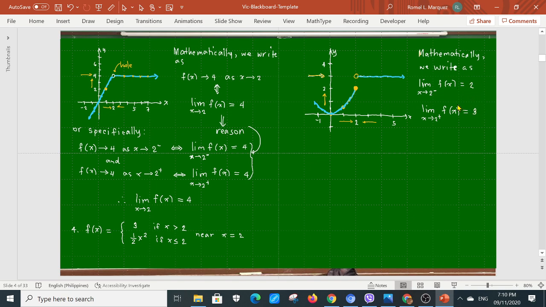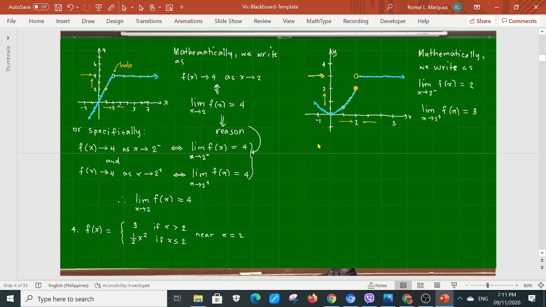What can you say this time? The two behaviors are different, no? But we want the behavior of f to be the same from both directions, from the left and from the right. But we came up with two behaviors that are different. Coming from the left, we got 2. Coming from the right, we got a value that is approached by the function, which is equal to 3. So the limit from the left is 2, the limit from the right is 3, as x gets closer and closer to 2 from the left and from the right respectively.